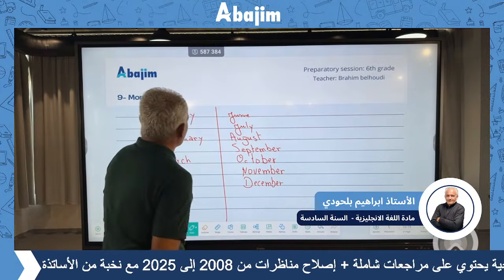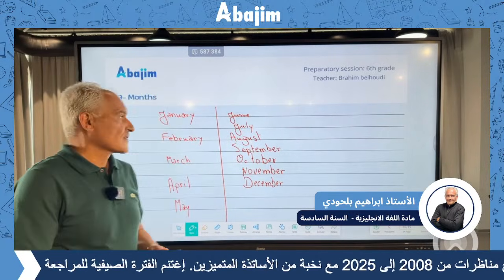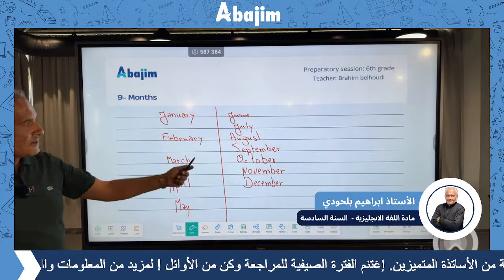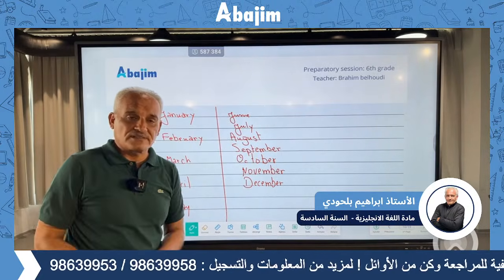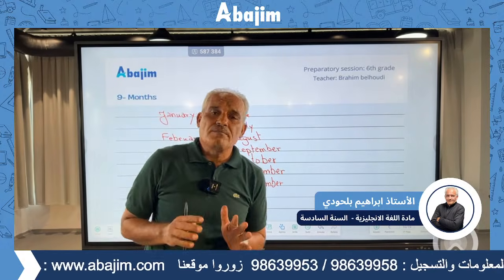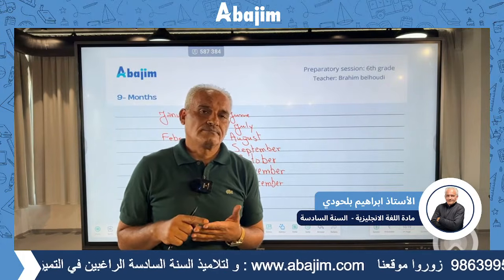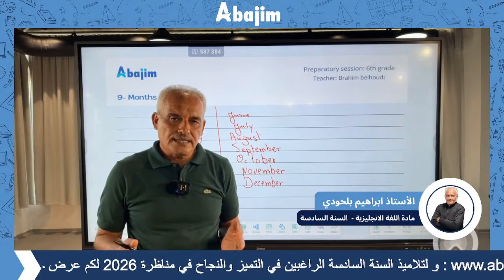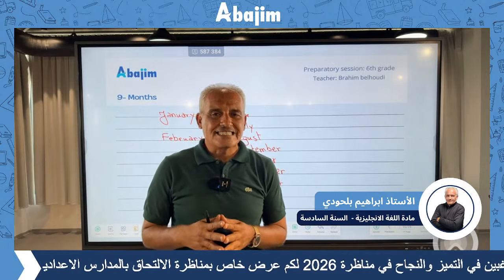Okay, all these months are capitalized. So here capital J, capital F, capital M, capital A, capital M, capital J, capital A, capital S, capital O, capital N, and capital D. The months of the year are, I repeat, there are 12 months. They are January, February, March, April, May, June, July, August, September, October, November, and December.